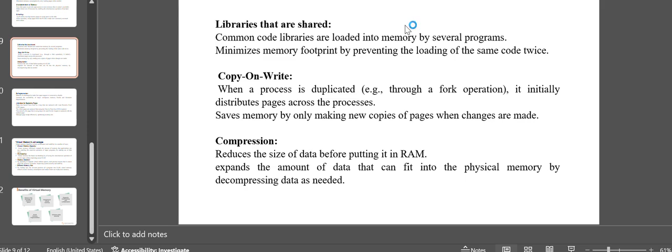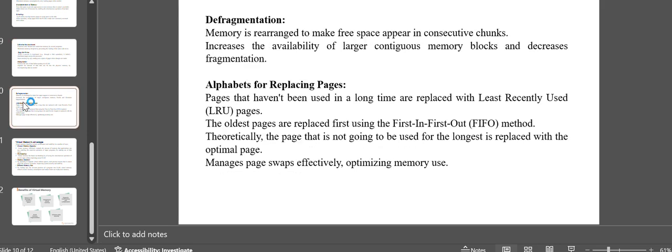It expands the amount of data that can be fit into the physical memory by decompressing data as needed. And the next one is defragmentation. Memory is rearranged to make free space appear in consecutive chunks, increasing the availability of larger contiguous memory blocks and decreasing fragmentation.